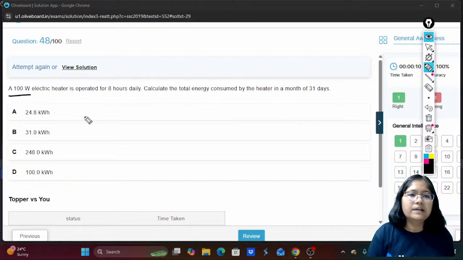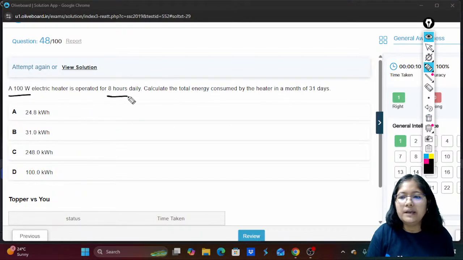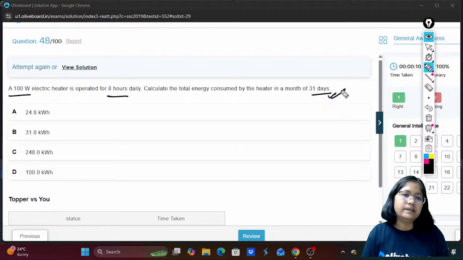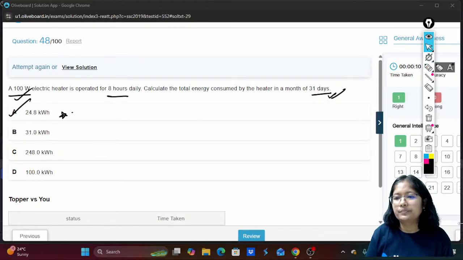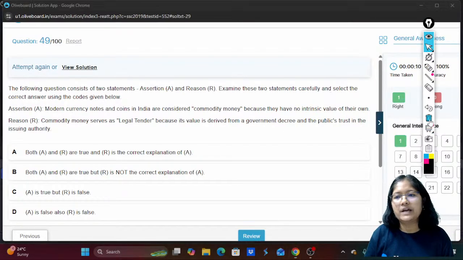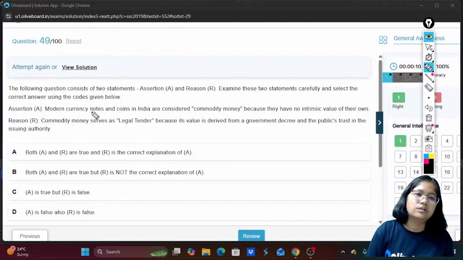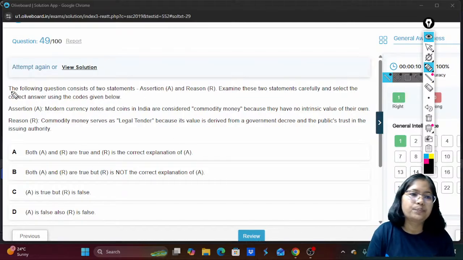A 100-watt electric heater is operated for 8 hours daily. Calculate the total energy consumed by the heater in a month of 31 days. So you can simply multiply them and you will see 8 times 3 is 24, a little bit more than that. So A is the correct answer. Again, these are basic numericals we practiced when we studied the topic of work, energy and power.